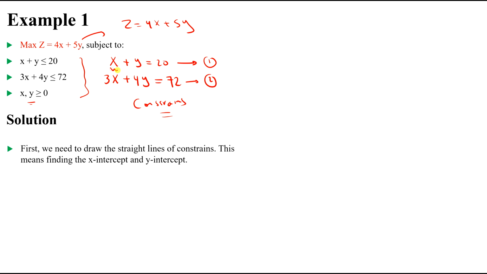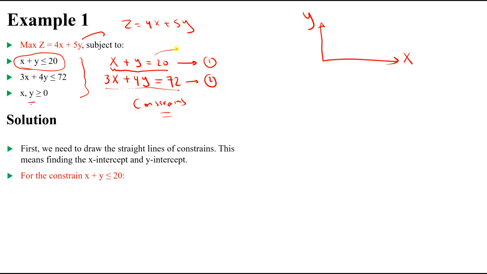So we will plot x plus y equal 20 and 3x plus 4y equals 72. For the first constraint, x plus y equal to 20, I would like to draw our axes like this, x and y, and plot this equation. How am I going to do this? Simply, x plus y equal to 20.